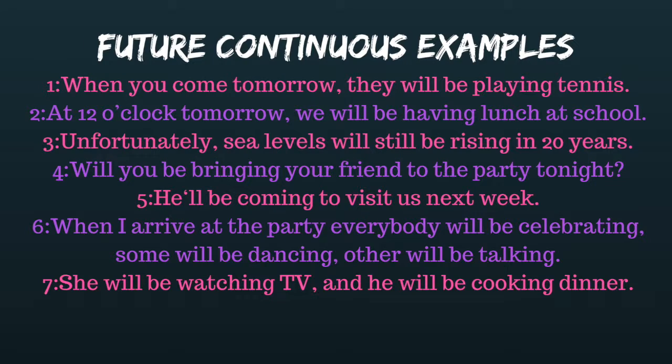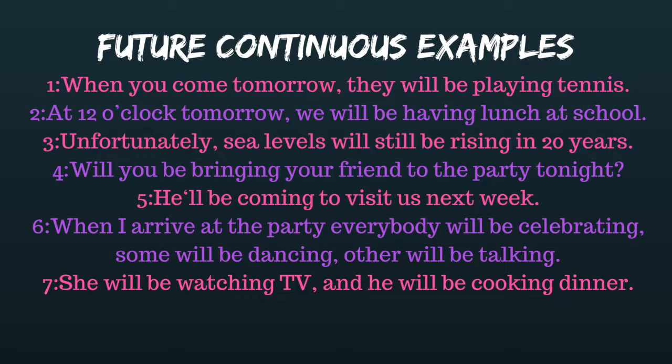It's very simple. Then, for the next one, number 2, the use is to express actions in progress at a specific time in the future. So, for example: at 12 o'clock tomorrow, we will be having lunch at school. Right? Very easy. Then, number 3 says refer to actions that are happening now and expected to continue sometime in the future.